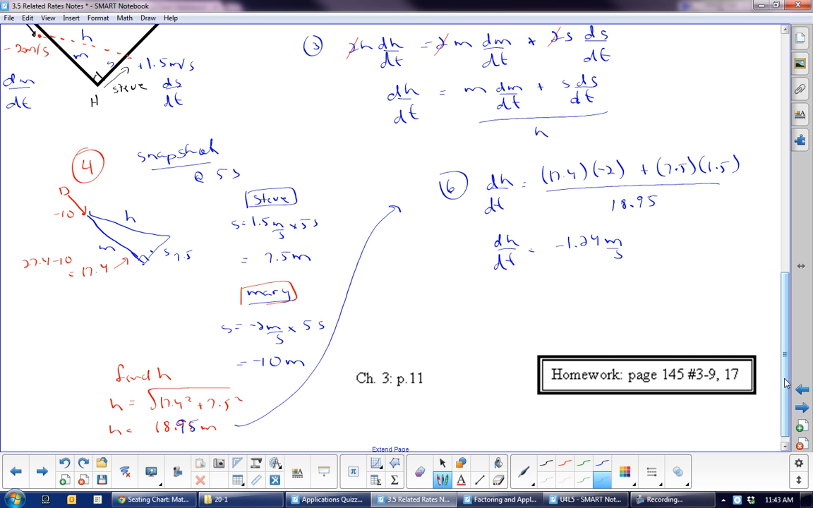So at that point, the distance between Mary and Steve, using capital letters, is decreasing at a rate of 1.24 meters per second at 5 seconds.